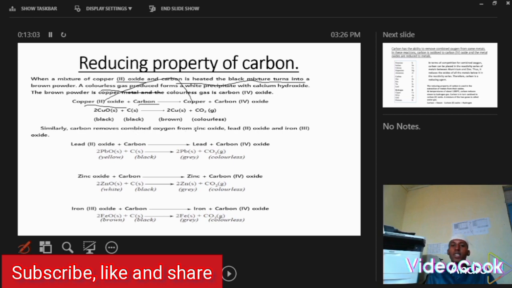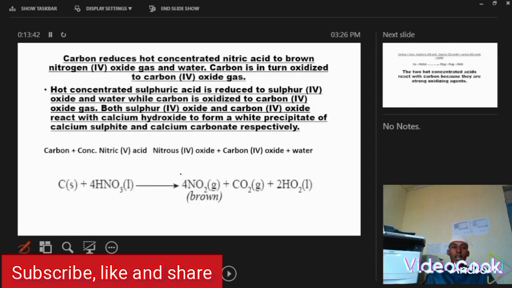Similarly, carbon removes combined oxygen from zinc oxide, lead(II) oxide, and iron(III) oxide. And here we have the equation: lead(II) oxide plus carbon gives lead metal plus carbon dioxide gas, and the color we observe is the yellow substance turning to gray. Similarly, zinc oxide, which is white in color, when we react it with carbon, since carbon is a reducing agent, the zinc oxide will be reduced to form zinc metal and carbon dioxide gas. Carbon is oxidized to form carbon dioxide gas. The color turns from white to gray. Iron(III) oxide plus carbon also gives iron metal plus carbon dioxide gas. The color turns from brown to gray.